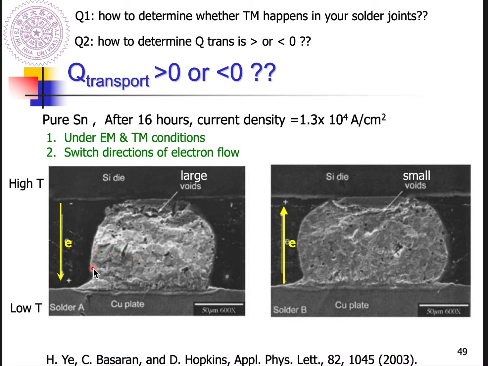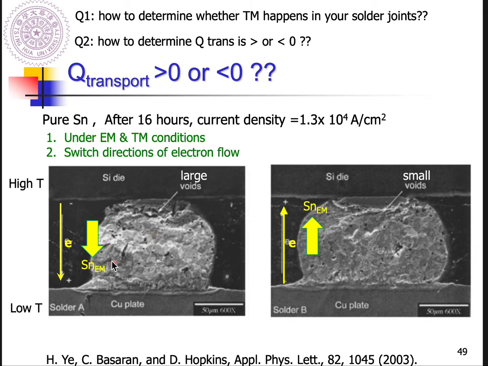If you switch the direction of electron flow, as we know, as long as you apply the electron flow, this electron flow will push the atoms toward the same direction as the electron flow, right? So in this case, the tin is pushed to the bottom. And in this case, because we switch the direction of the electrons, there is an atomic flux driven by EM toward the upper direction.